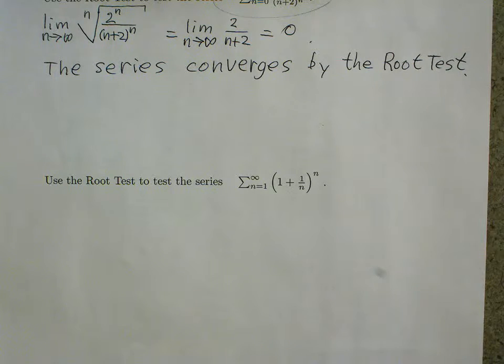All done? What'd you get? I got divergent. You got divergent. By using the ratio test? By using the root test. Sorry, yeah, by using the root test.